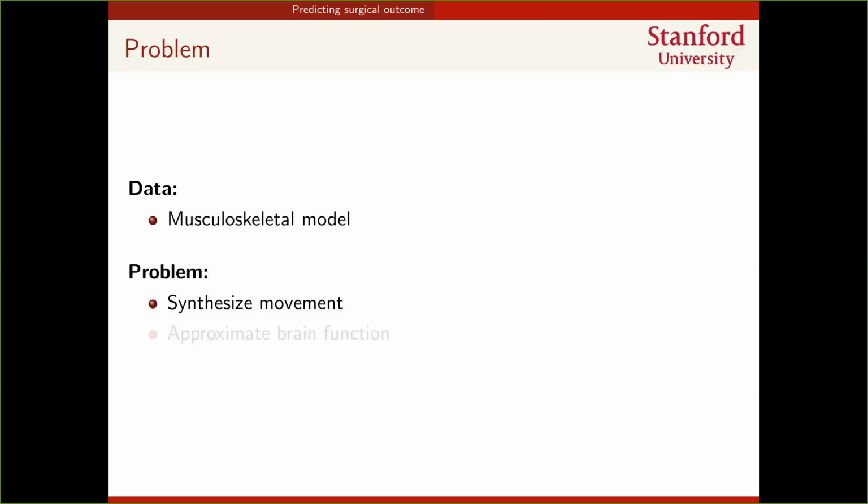So there are a few problems with it. We do have a good musculoskeletal model, like the one that I showed you on a few slides before, but there are problems with synthesizing movement, because first, it's not obvious how the person controls the body. We have some insights on which muscles get activated and so on, but to fully synthesize the body is quite difficult. And the bigger problem is that we not only need to synthesize movement as the child does right now, we also want to synthesize movement after the surgery. So we need to approximate how the brain adapts to the new environment.